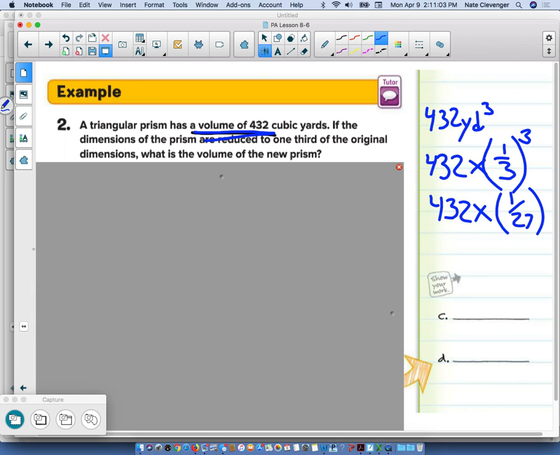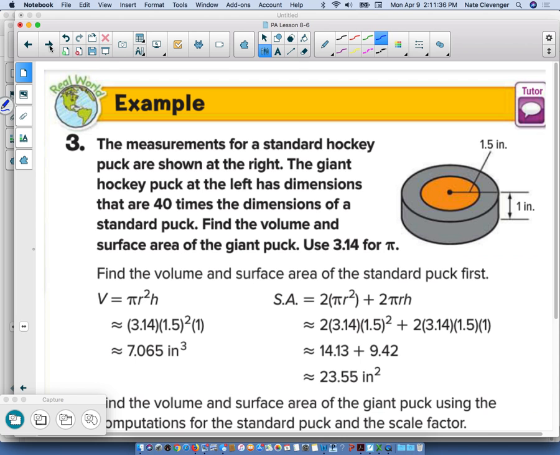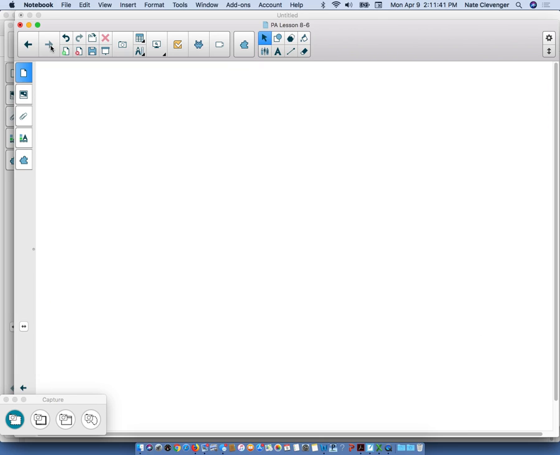Is 432 divided evenly by 27, folks? Calculator people. Yes, 16. 16, and we would still be in yards cubed. You're just taking and multiplying by the scale factor, cubing it if it's volume, squaring it if it's area. This one was a pretty interesting one. Took us a little while to do it.